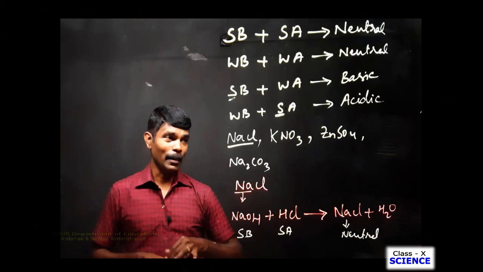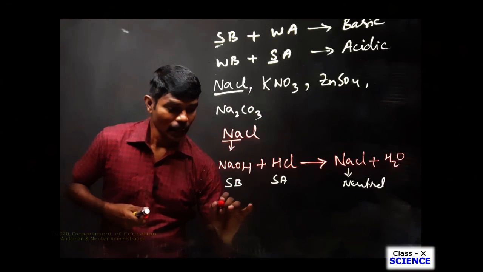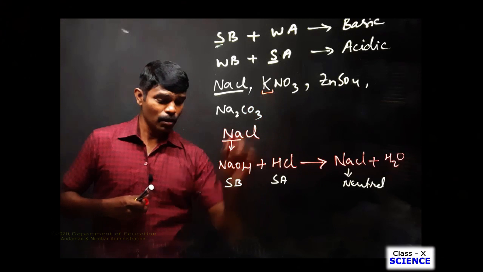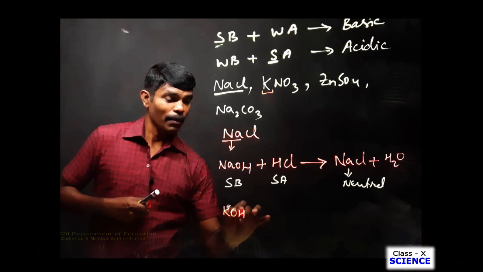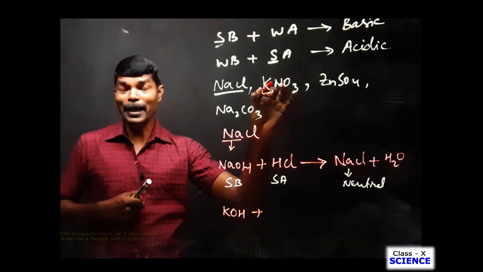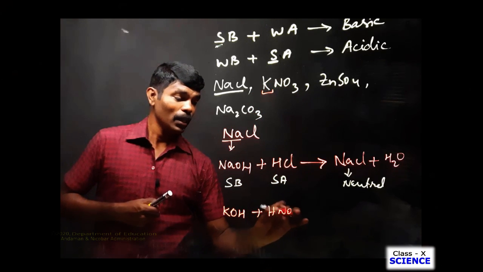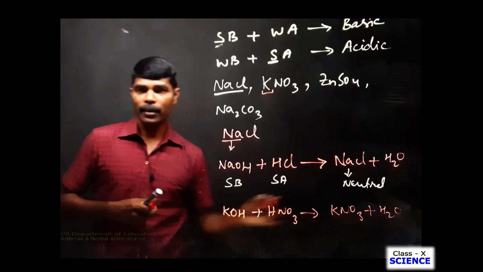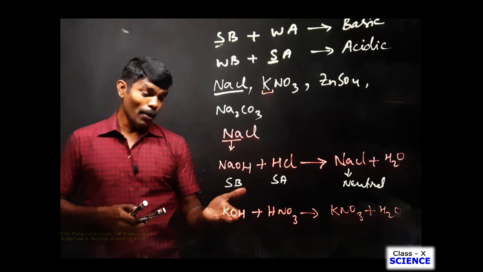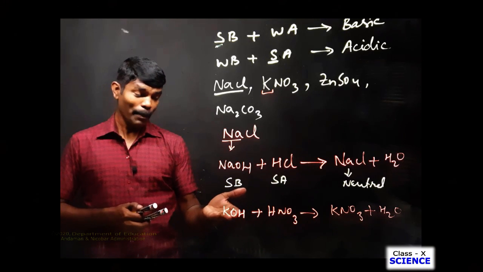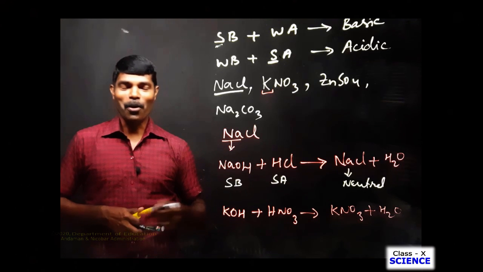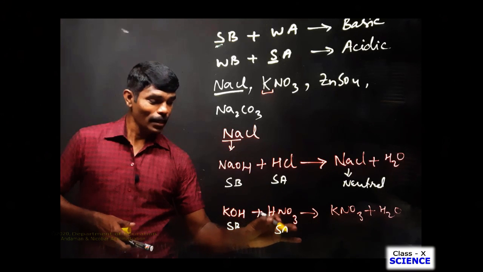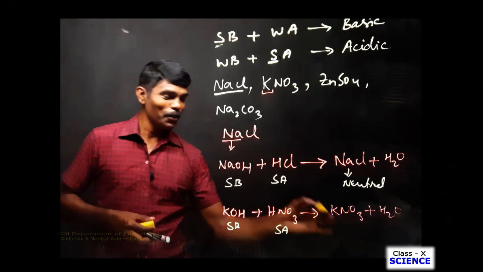Now let us find the second chemical equation here, potassium nitrate. When we write potassium nitrate, potassium is obtained from the base KOH, potassium hydroxide, plus nitric acid, HNO3. KOH plus HNO3 will give you KNO3 plus water. Got it? Now we have to find whether KOH is a strong or weak base. KOH is a strong base. Nitric acid is also a strong acid. We know that strong base and strong acid will give you a neutral salt.